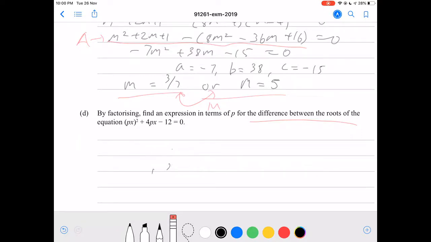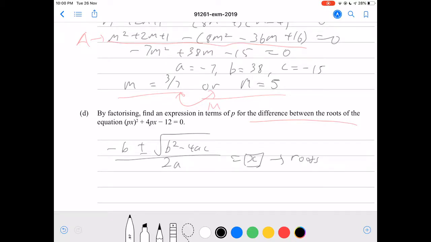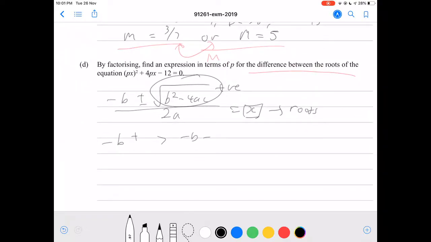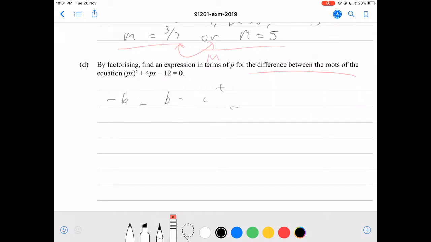For this question, you're going to have to use the entire quadratic formula because you're finding the roots. Negative b plus or minus square root of b squared minus 4ac over 2a equals x, and this x here is all your roots. Because b squared minus 4ac has to be positive, since you can't have real solutions with a square root of a negative number, negative b plus this will be greater than negative b minus this. So you're just trying to find the difference between negative b plus square root of b squared minus 4ac over 2a, and negative b minus square root of b squared minus 4ac over 2a. If I walk through this question, it might be a bit more clear what I'm trying to do.